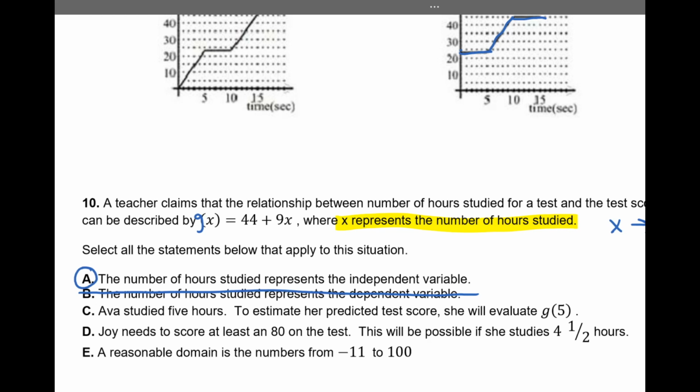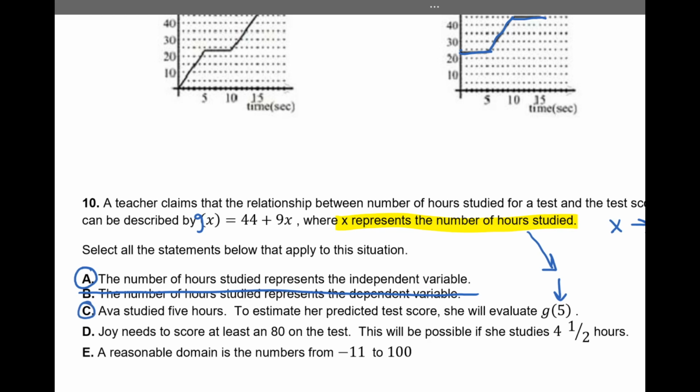Ava studied 5 hours to estimate her predicted test score. She will evaluate g of 5. So 5 represents what again? The number of hours studied. So if she inputs 5 for x, is she correct? Yes. That's how you would solve that.